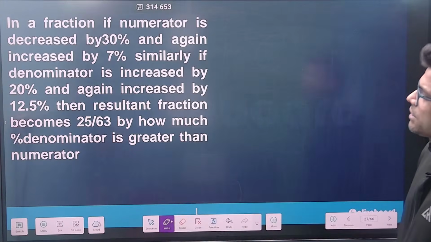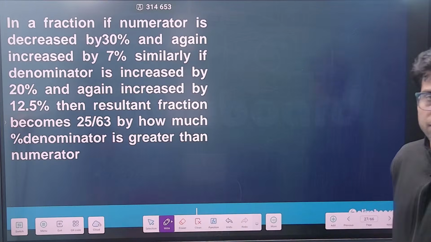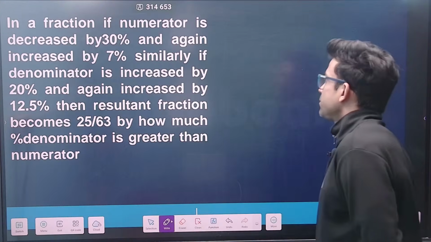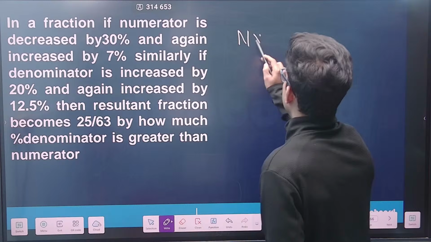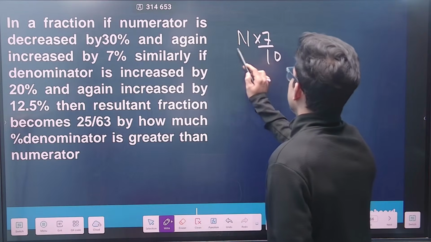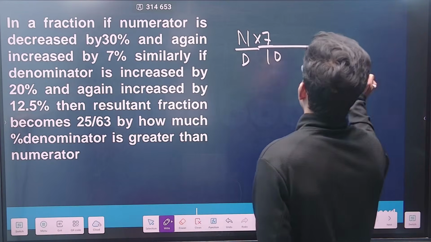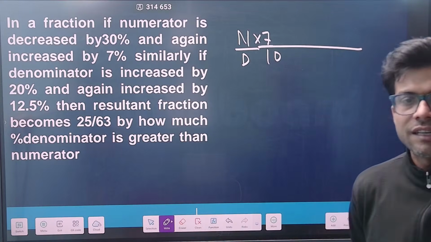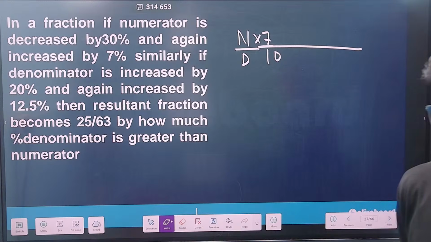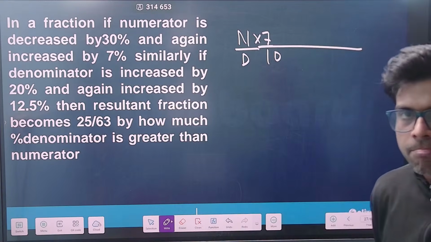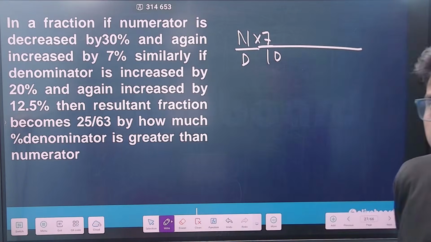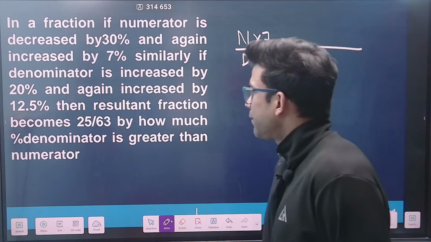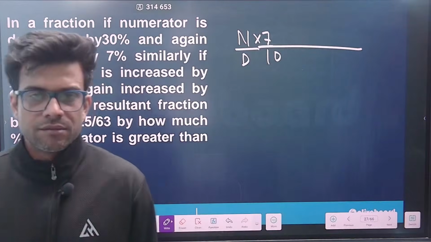So, in a fraction, if the numerator is decreased by 30%, then decrease means the numerator is becoming multiplied by 7 divided by 10. The denominator would be like that, again increased by 7%. If it is increased by 7%, then automatically what can you say? Similarly, it is decreased by 20%. So every time it is increase, decrease, increase, decrease. How will you write?